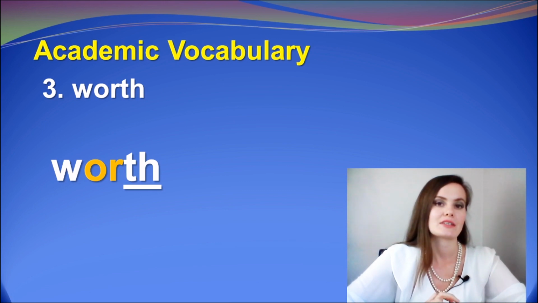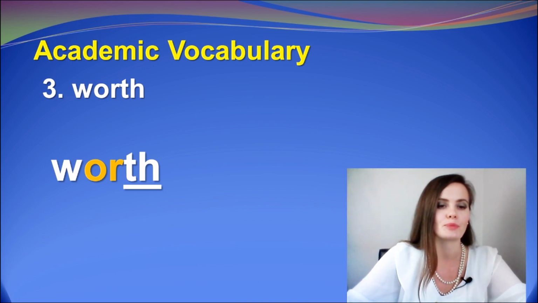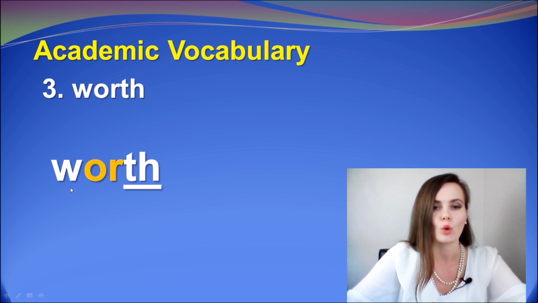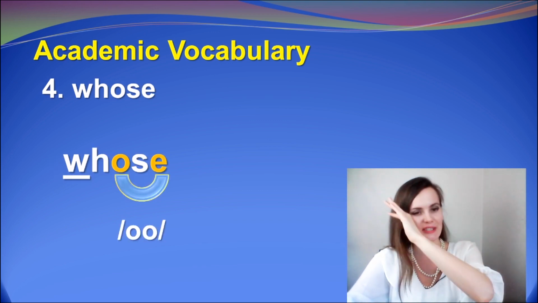Next word is very easy to read if you know 2 sounds in it. First of all, I want you to pay attention to the sound in the middle of this word. So OR, I'm sure you know that it makes the sound or, and TH makes the sound. So you get W or worth. It's worth something. This presentation is worth your attention. Okay, next word.